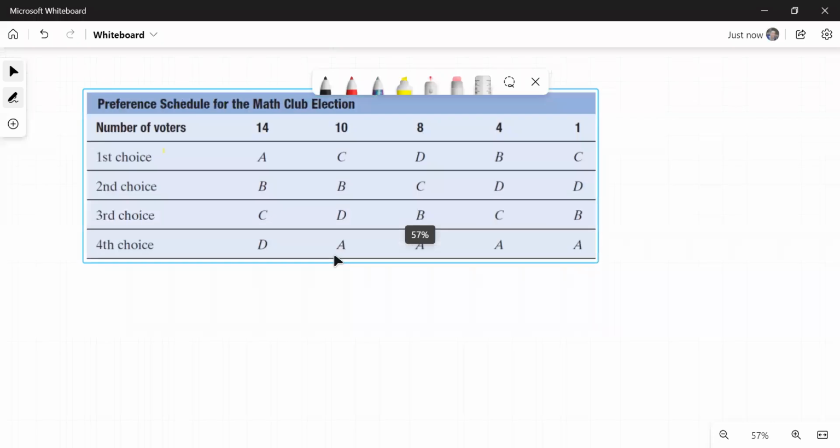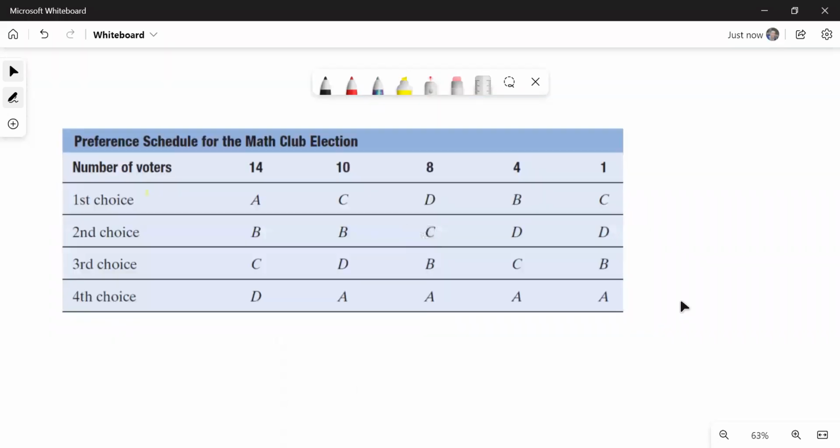So I'm going to go back to the math club election that I showed in an earlier video, and we're going to look at all of the voting methods at once, but I'm going to focus on IRV. Now, remember that plurality is whoever has the most first place votes. So we're going to look at our plurality winner here. Who has the most first place votes? If we just look at the top line, A has 14, C has 10 plus 1 in the last column, 11, D has 8, and B has 4. So A is our plurality winner.